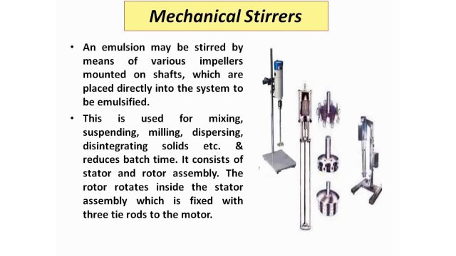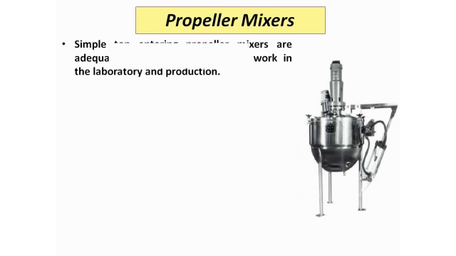This type of stirrer is used for mixing, suspending, sometimes milling, dispersing, disintegrating solids, etc. This stirrer has a rotor and one stator. The rotor remains inside the stator. This is the rotor, which can move, and this is the stator, which remains as it is. It will not change its position, but the rotor will. So this is the general assembly of a mechanical stirrer.